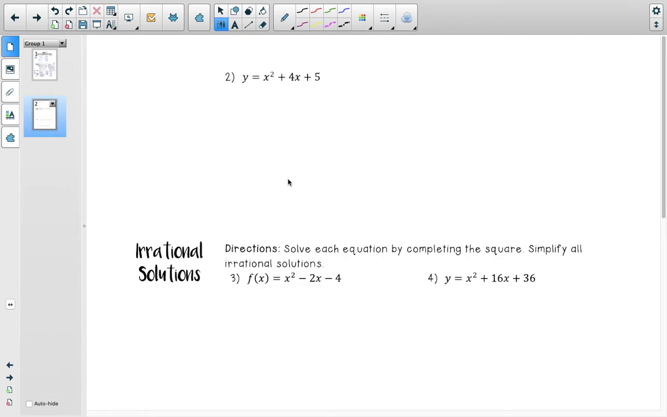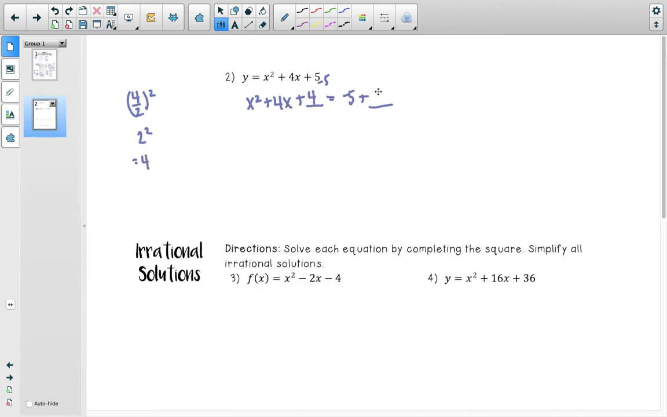All right, now that you restarted the video, I'm going to go through this. First step is to get the constant over. I'm not going to write plus 0 just to save time, but I am going to write my blank spaces. So we subtracted the 5 over. Then you're going to take b divided by 2, which is 4 divided by 2 squared, which is 2 squared, and that equals 4.